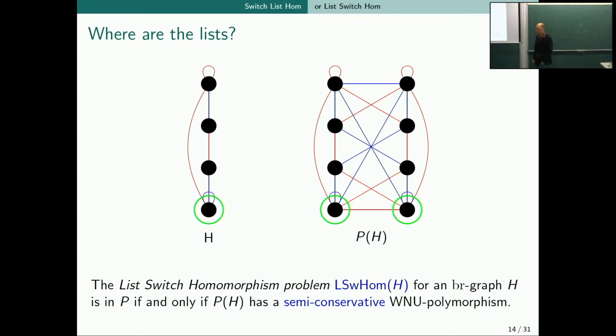Right? I guess it could have been S of H or SW of H. But only if and only if this has a semi-conservative WNU polymorphism. Right? Is there a homomorphism from the graph P of H to H? Just a regular homomorphism? No. In general, not.